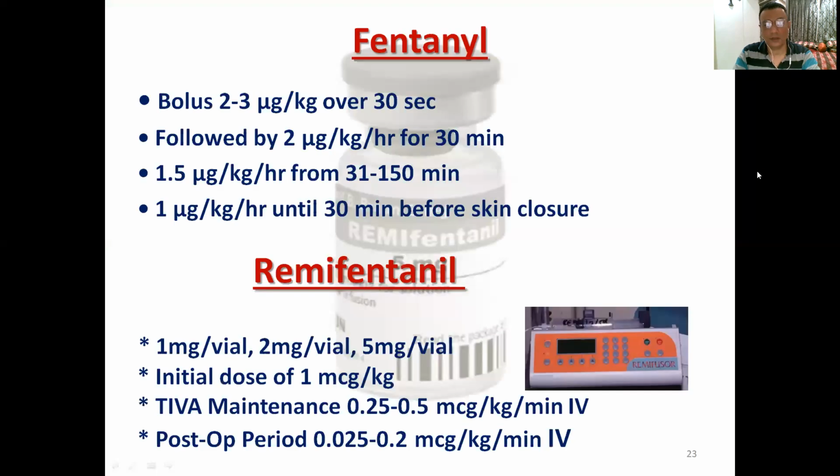Now opioids. In opioids, we don't have remifentanil in our country, and fentanyl, everybody has used fentanyl in their practice. So when we are using fentanyl as an anesthetic agent, the bolus dose is 2 to 3 microgram per kilogram over 30 seconds, followed by 2 microgram per kilogram per hour for 30 minutes, then 1.5 microgram per kilogram per hour for the next 31 to 150 minutes, then subsequently 1 microgram.